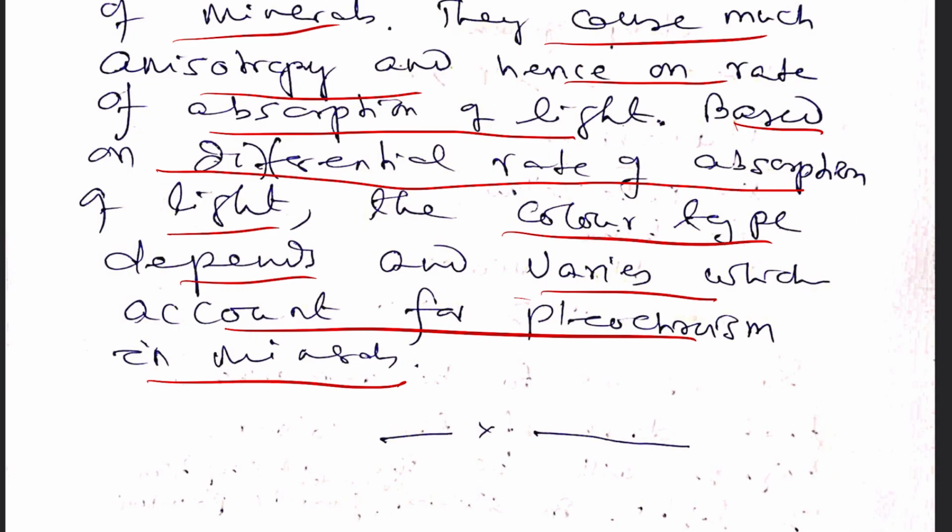And this phenomenon of a mineral showing a variation in color is described in terms of pleochroism, and this is one of the important properties which identifies some minerals, for example biotite, hornblende, hypersthene, tourmaline, which are highly pleochroic in their character. So this is all about pleochroism.